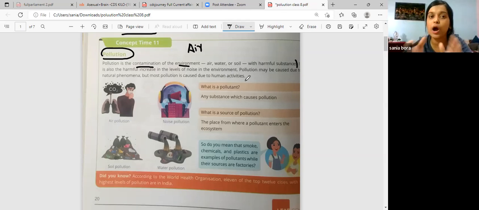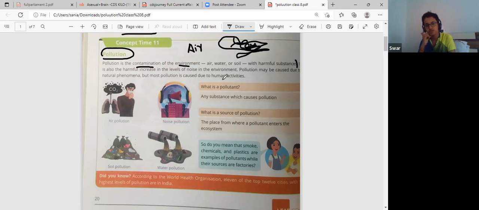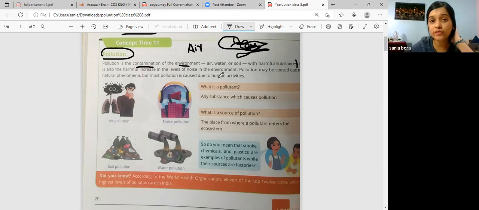Now, pollution may be caused due to natural phenomena, but most of the pollution is caused due to human activity. So how is pollution caused? You will be wondering, ma'am, how can natural phenomena cause pollution? For example, this is a river, and the mud and all that gets mixed in. So of course, you cannot drink that water. So it's natural, basically, right? But most of the pollution is caused due to human activities.